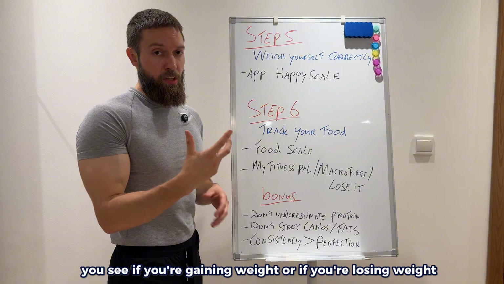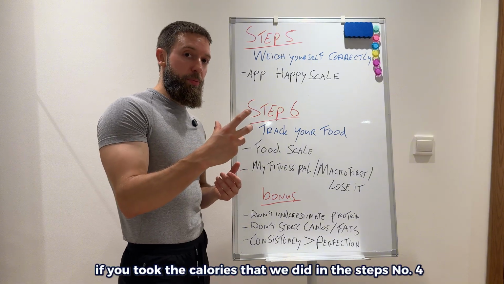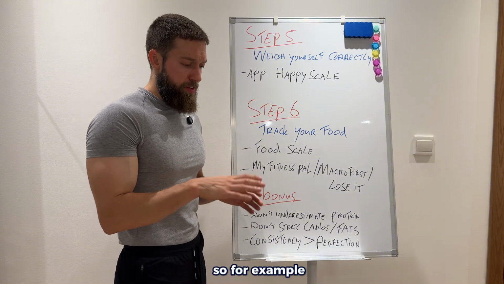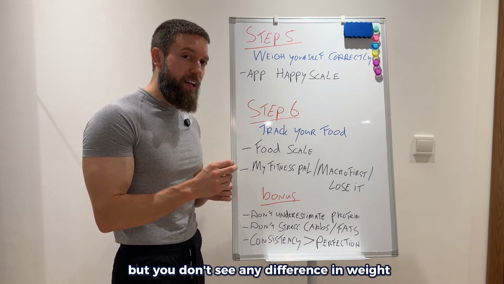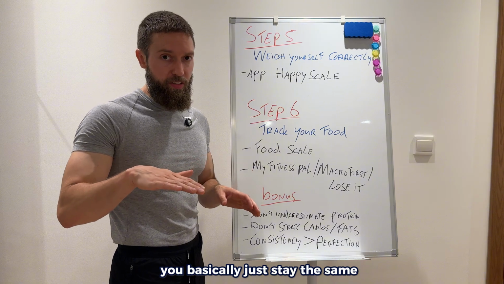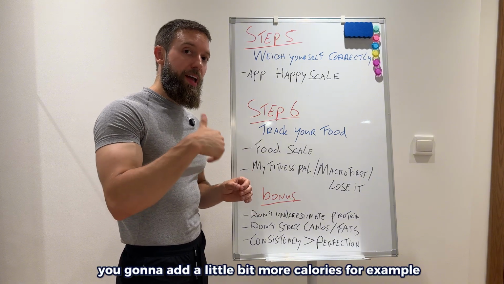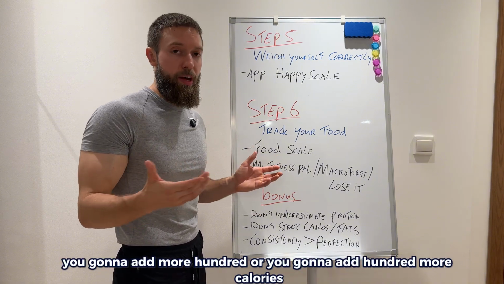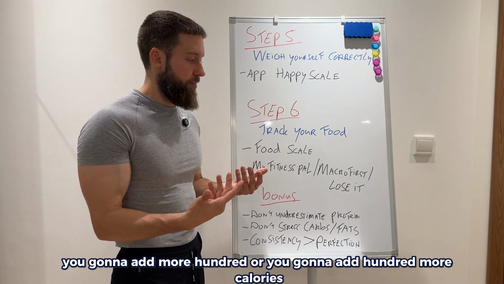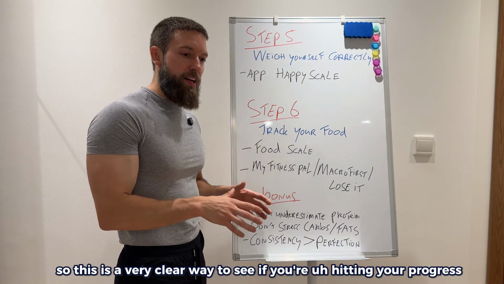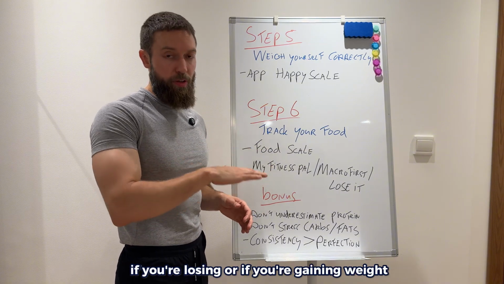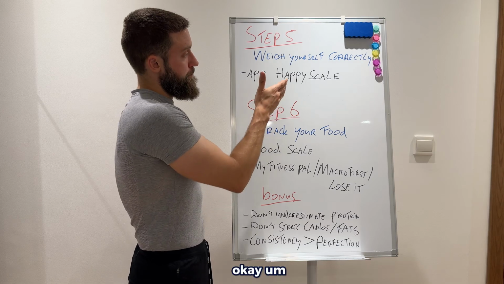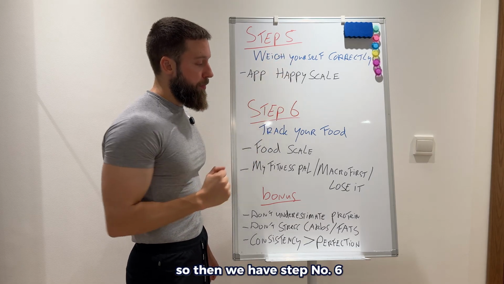if you're losing weight. So that's, for example, if you took the calories that we did in step number 4. So for example, you weigh yourself for 3 weeks or for 4 weeks, but you don't see any difference in weight. You basically stay the same. So what you're going to do, you're going to add a little bit more calories. For example, you're going to add 100 more calories. So this is a very clear way to see if you're hitting your progress, if you're losing or if you're gaining weight.